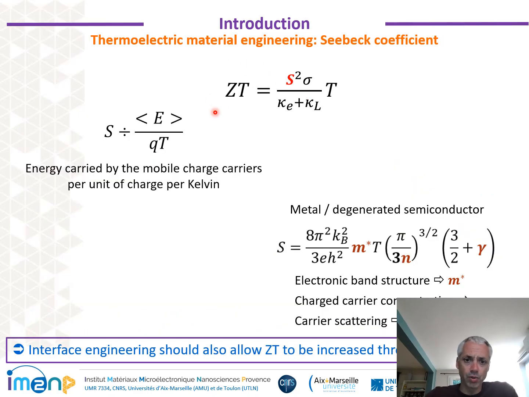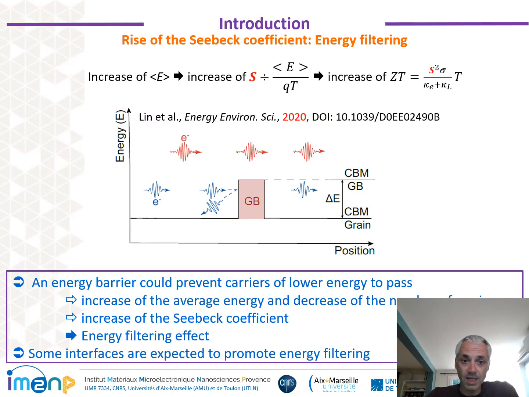An increase of ZT should also be obtained through the Seebeck coefficient, as the Seebeck coefficient is proportional to the average energy of the charge carriers per unit of charge per Kelvin. And you can see in this equation, for metals or degenerate semiconductors, the Seebeck coefficient depends on the electronic band structure through the effective mass of the carriers. It depends on the charge carrier concentration and also on the carrier scattering. So the idea is that if we can increase the average energy of the charge carriers, we can increase the Seebeck coefficient, and then we will increase ZT.